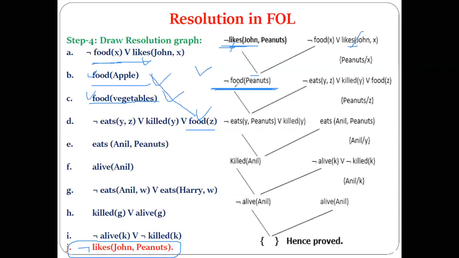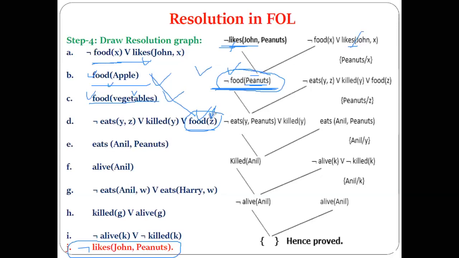What we have to see is the contradiction of the negation of food, and in its subject, peanuts is written. So first we give preference to finding whether food, peanuts is present as it is. Is food peanuts available anywhere? No. Food apple is there, food vegetable is there, but then food Z is there. Now what is Z? Z is a variable, yes or no?